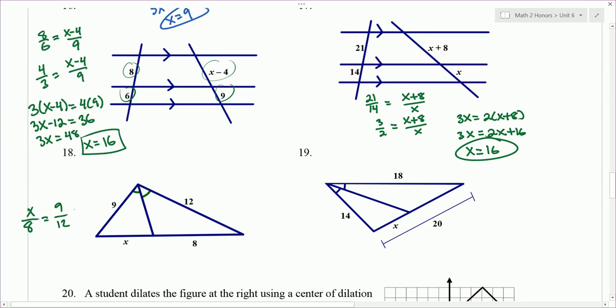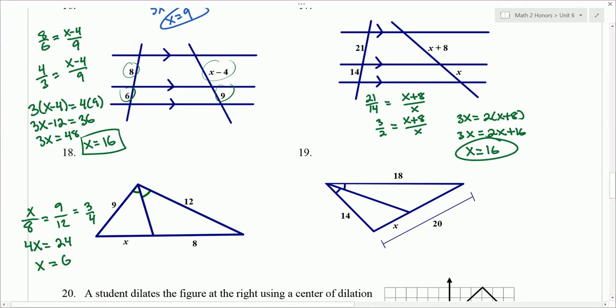And then we could reduce 9 over 12 divided by 3, you get 3 over 4. Cross multiply, you get 4 times x is 8 times 3. Divide by 4, and you get 6.